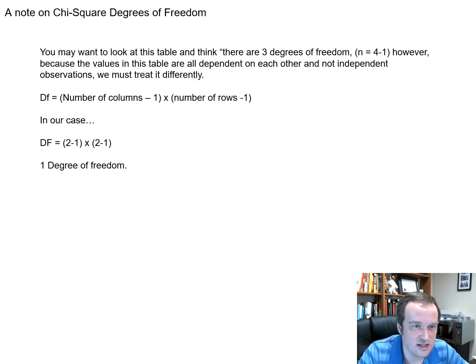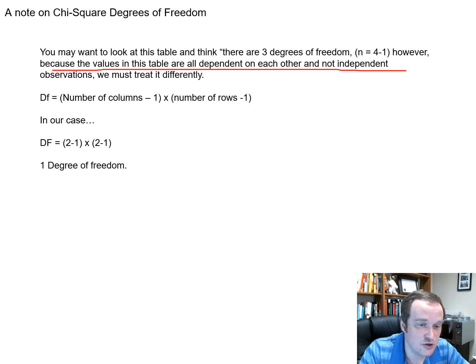So now we have to calculate the degrees of freedom for chi-square. And normally degrees of freedom, if you take stats, is the number of observations or values minus 1. However, because the values in this table are all dependent on each other, and so A is counted on multiple rows and B is counted on multiple rows, etc., we actually treat it differently. So degrees of freedom is actually the number of columns minus 1 times the number of rows minus 1. So in our case, we have 2 columns minus 1 times 2 rows minus 1, which gives us 1 degree of freedom.